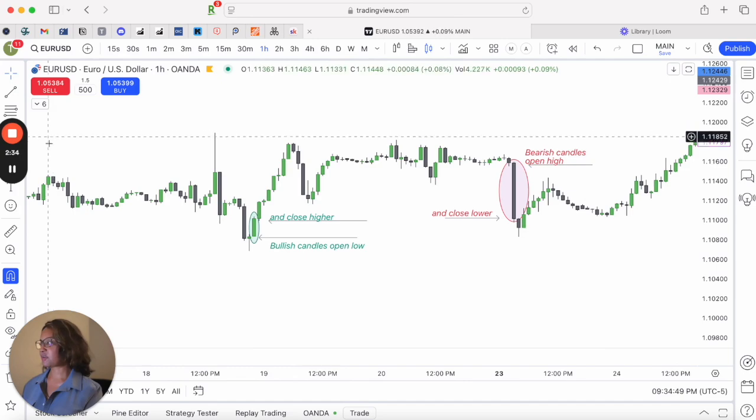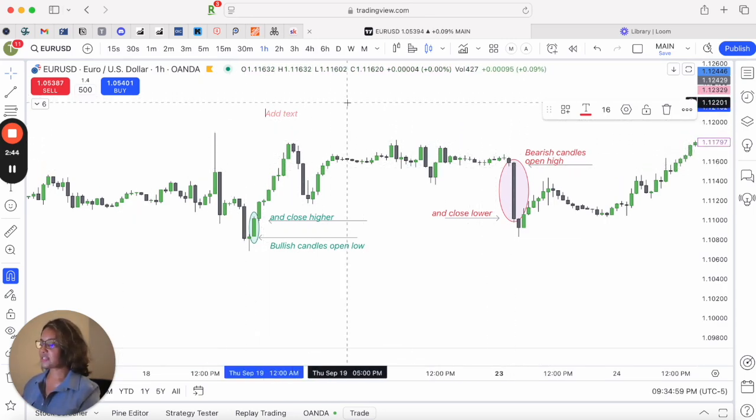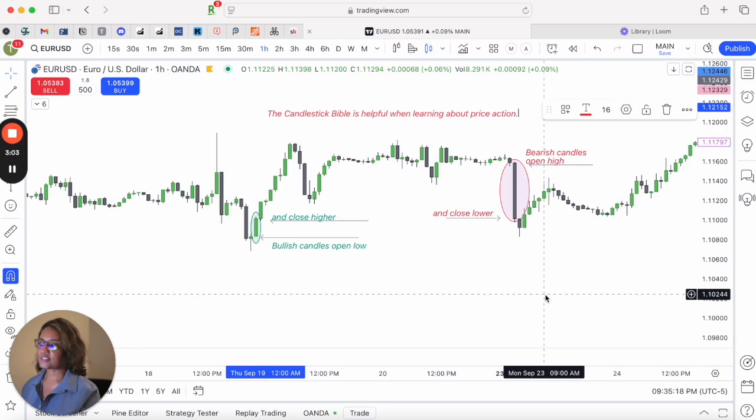It's pretty much everywhere. So what I'm going to do is use one of my tools, come over here, and I'm going to add a text box. And then you can do that too on your chart if you want to add little reminders. And I'll type in: the Candlestick Bible is helpful when learning about price action. Okay, and that's what it's called, price action. So we can look at the candles to determine what price is doing.